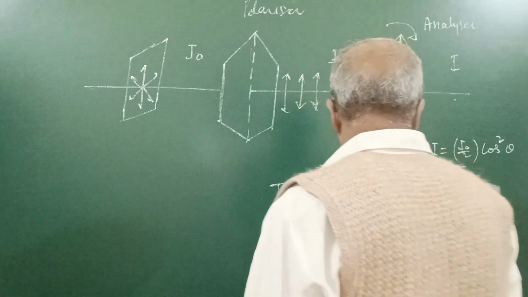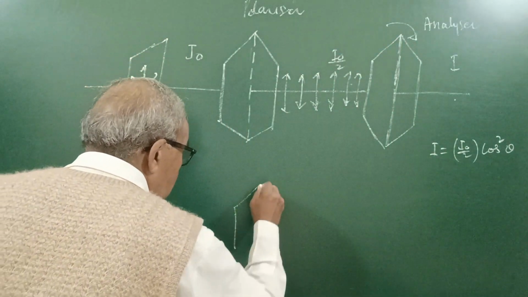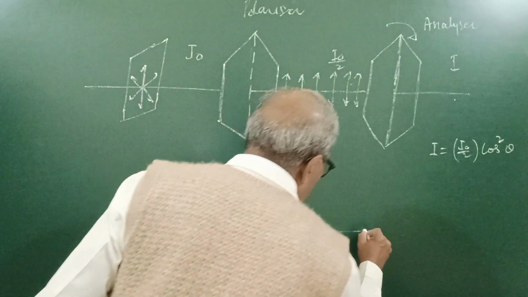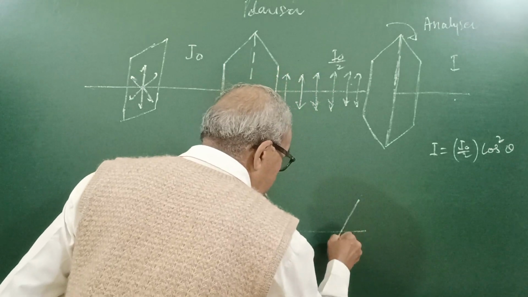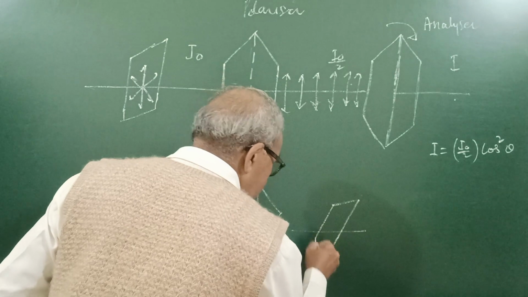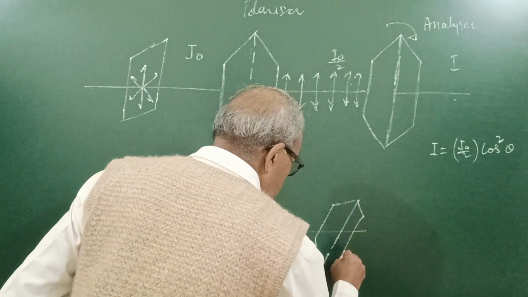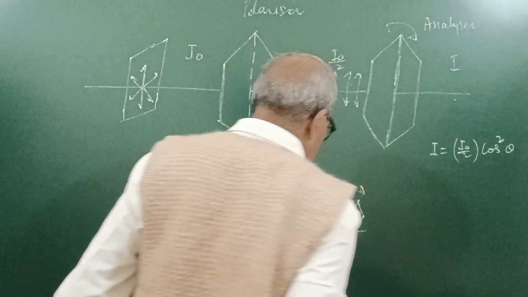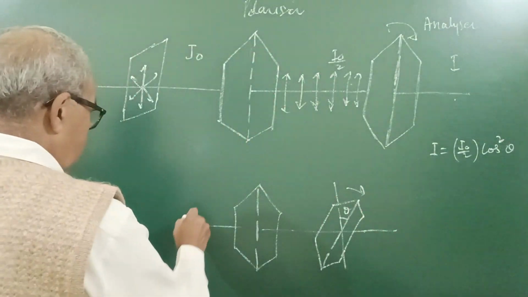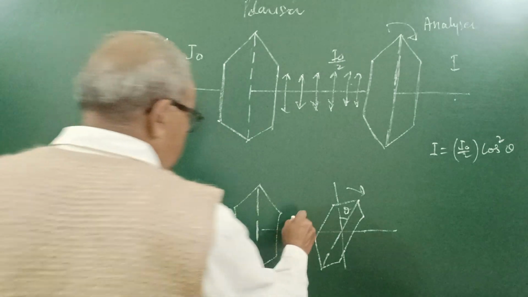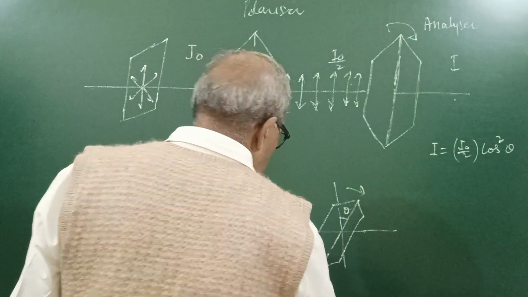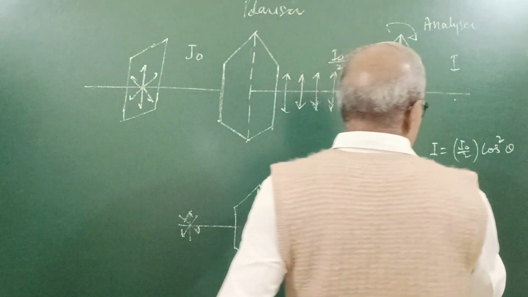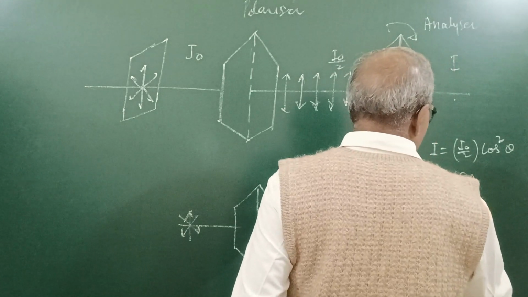I may draw it again here, a figure. If it is like this, and another, now it is drawn like this. Then this is that angle theta here. That has been rotated through theta. Then the intensity of light here reduces. And when theta becomes 90, cos 90 is 0. If theta is 90, I equals 0, and the light gets cut off.